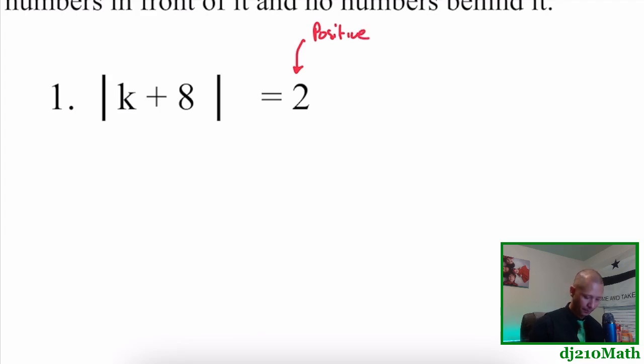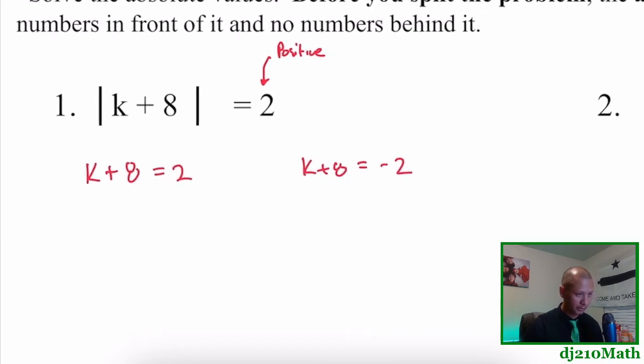So when it's positive, we can split it into two, right? Drop the absolute value. K plus 8 is equal to 2. And then K plus 8 is equal to negative 2. And we solve both of these for K.